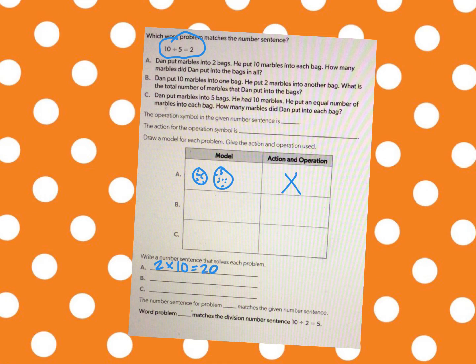Dan put 10 marbles into 1 bag. He put 2 marbles into another bag. So he has 1 bag that has 10, and he has another bag that has 2. What is the total number of marbles that Dan put into the bags? So I have 10 plus 2, which we're going to add, which equals 12. And that equation doesn't match 10 divided by 5 equals 2 either.